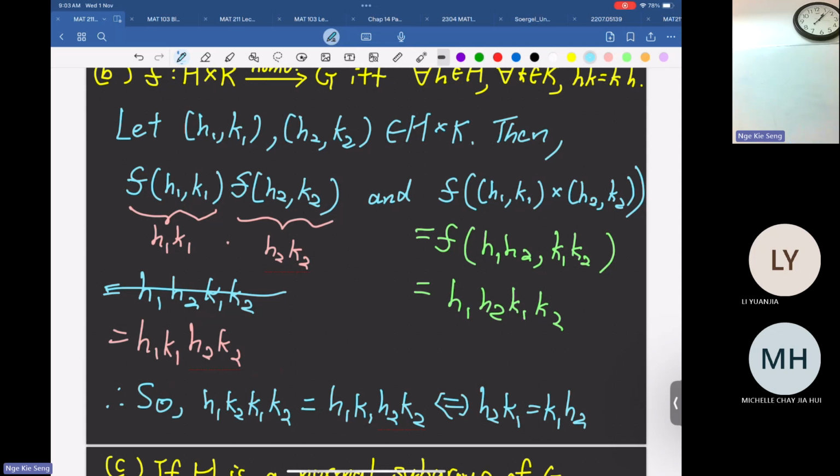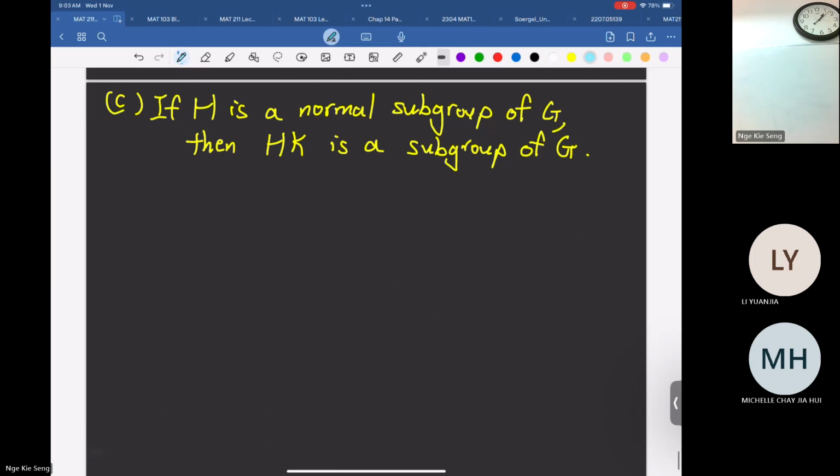Okay, let's do C and then we take a break. So C. If H is a normal subgroup of G, then HK is a subgroup of G. So we just start with writing out what we have. So suppose that H is normal in G. And then we want to show that HK is a subgroup of G. What's the meaning of HK as a subgroup of G? Let me write it aside here.